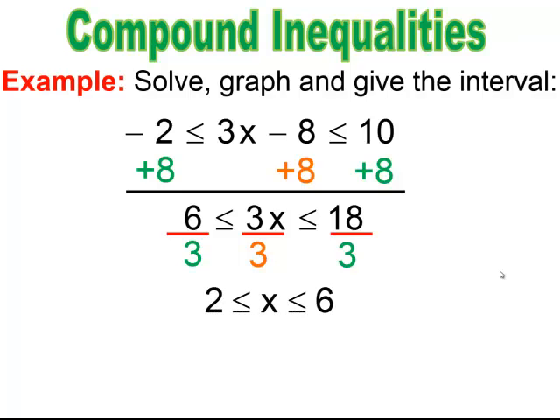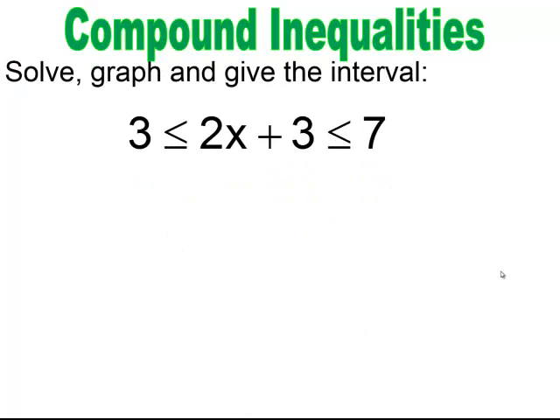So my solution in this case would be 2 is less than or equal to x, which is less than or equal to 6. Now the variable is isolated in the middle. I can graph my solution, and we're going to have brackets at both numbers, and we're shading in between. And the interval notation will be a bracket 2, comma 6, bracket, to indicate that it includes 2 and 6, and it's every number in between.